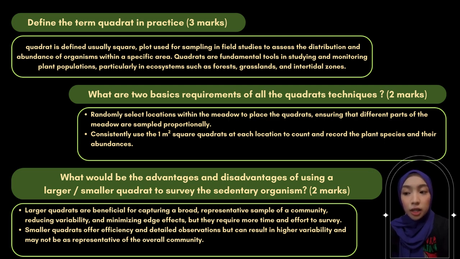First, randomly select locations within a meadow to place the quadrats, ensuring that different parts of the meadow are sampled proportionally. Second, consistently use the 1 meter square quadrats at each location to count and record the plant species and their abundance. Third question, what would be the advantages and disadvantages of using a larger or smaller quadrat to survey the sedentary organism?